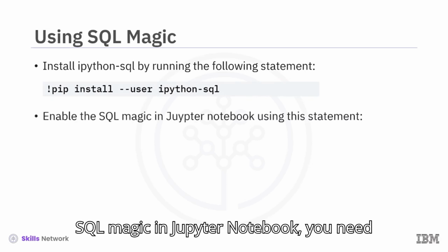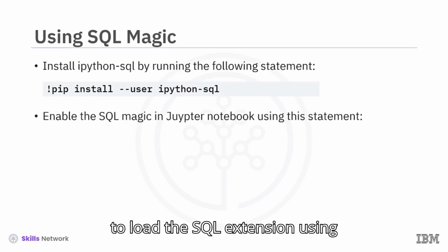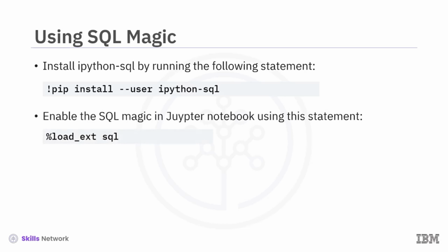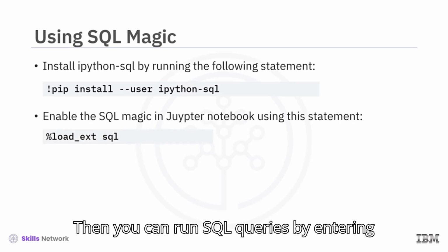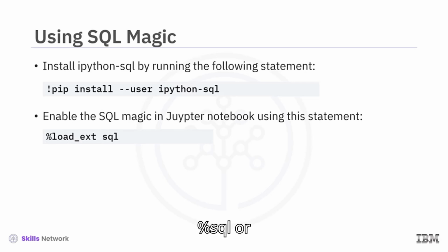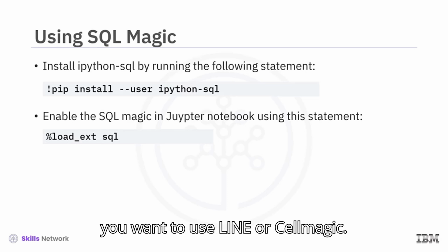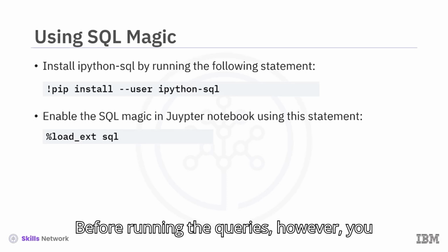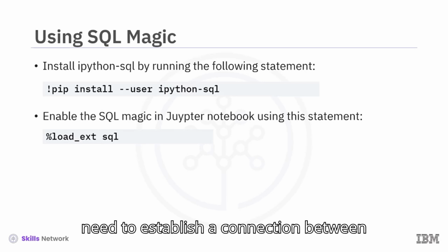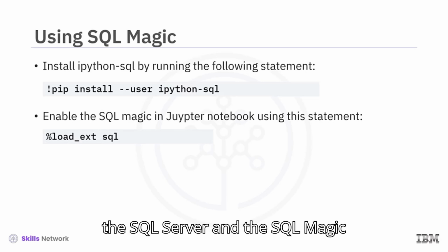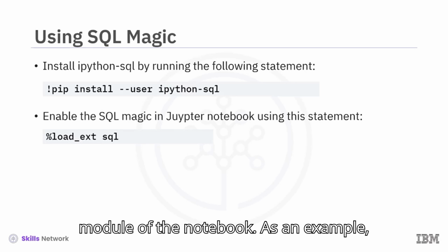Next, to use the SQL magic in Jupyter Notebook, you need to load the SQL extension using %load_ext sql. Then you can run SQL queries by entering %sql or %%sql, depending on whether you want to use line or cell magic. Before running the queries, however, you need to establish a connection between the SQL server and the SQL magic module of the notebook.